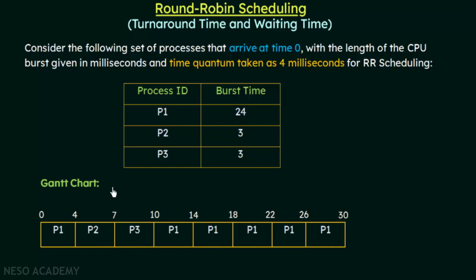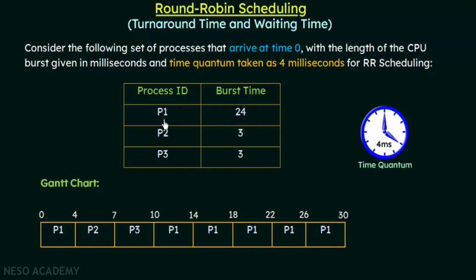Here I have shown how the Gantt chart will be formed, and I will explain this, but before that, keep in mind that we are following round-robin scheduling and the time quantum is 4 milliseconds. Keep this in mind. We know that all these processes, P1 to P3, arrive at time 0, so they are waiting in this order, P1, P2, P3, in the ready queue.